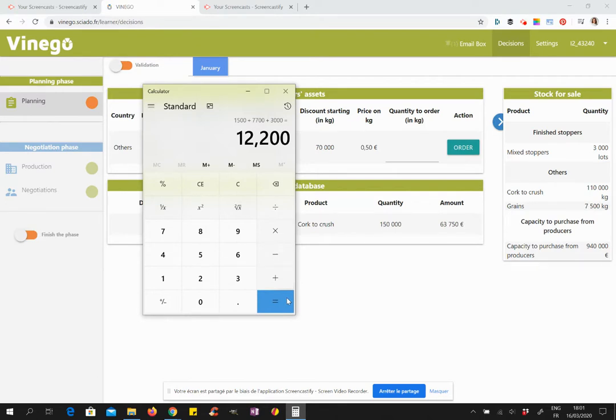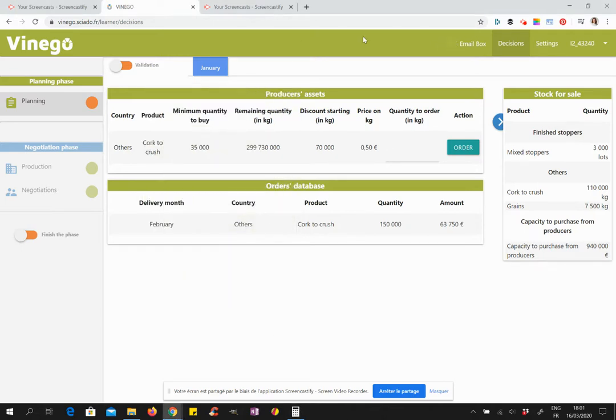Why are we doing this now? Because this production process is important for you to know how much stock you have, especially in the month of January, because it's your first decision and you need to know how much you will order from your producers.